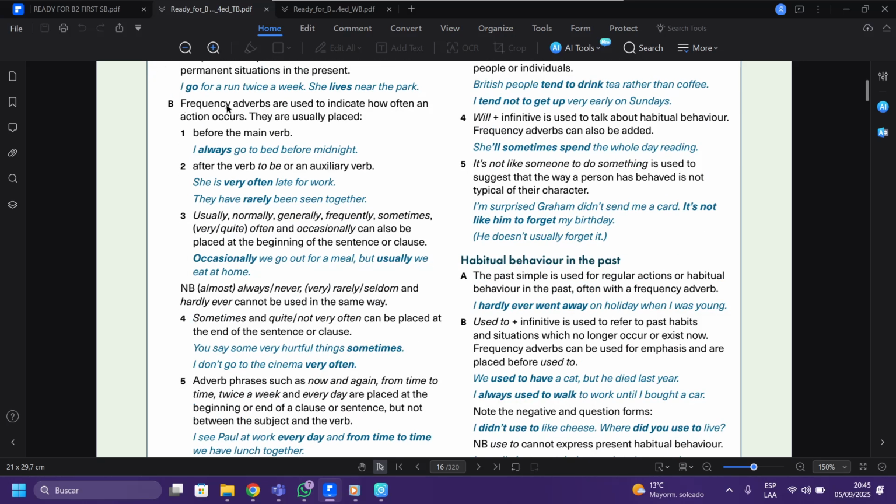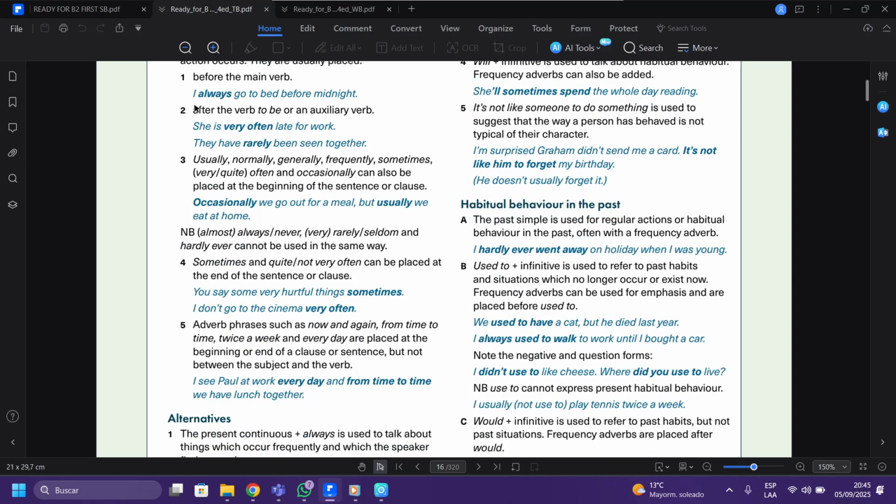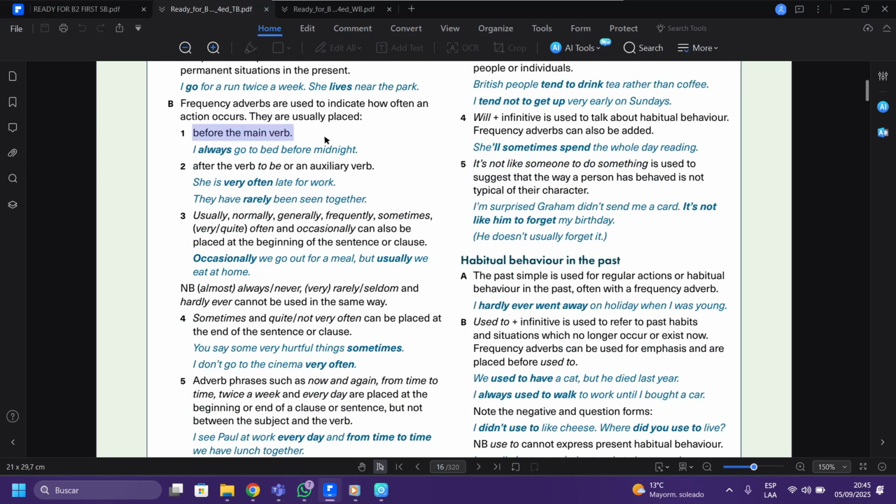The next part. Frequency adverbs as well can be used to indicate how often an action occurs, and they are usually placed in this way. The first use is before the main verb, right? For example, I always go to bed before midnight. In this case, the main verb is go, right?